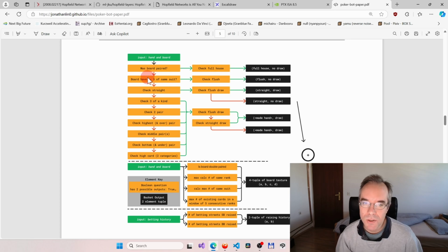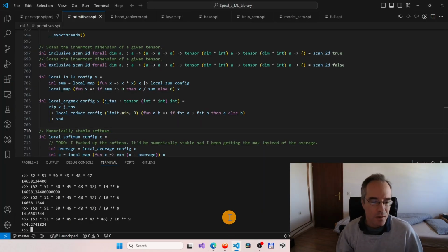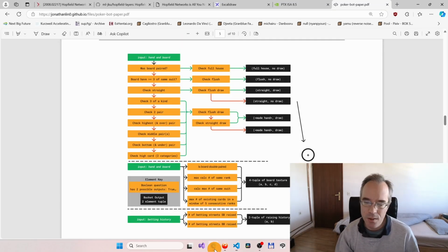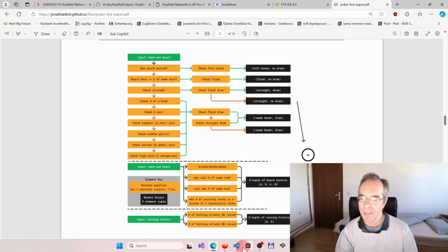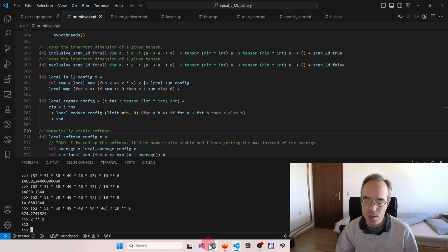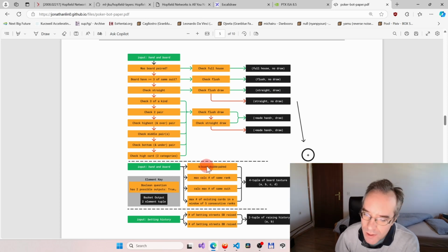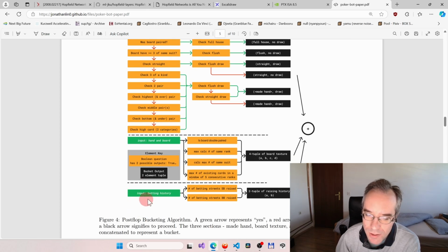So let's see, this is 1, 2, 3, 4, 5, 6, 7, 8, 9. This could be like 2 to the power of 9 possible combinations that he'd use as input into the dictionary, and that ends up being 512 combinations. And he's also doing a bunch of extra inputs here. Is the board paired? Is the board double paired? Some calculations here. And he is also considering the betting history.